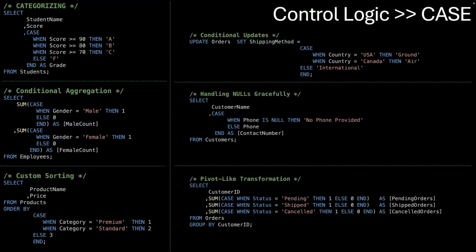Case statements can be another way to handle nulls. If you don't want to use the is null function for some reason, I don't know, but that is a common way to use it. All right.